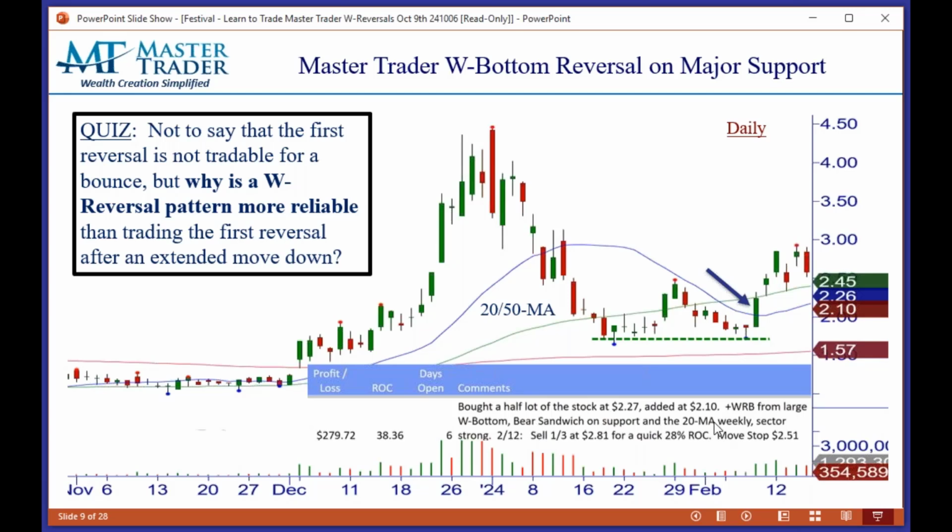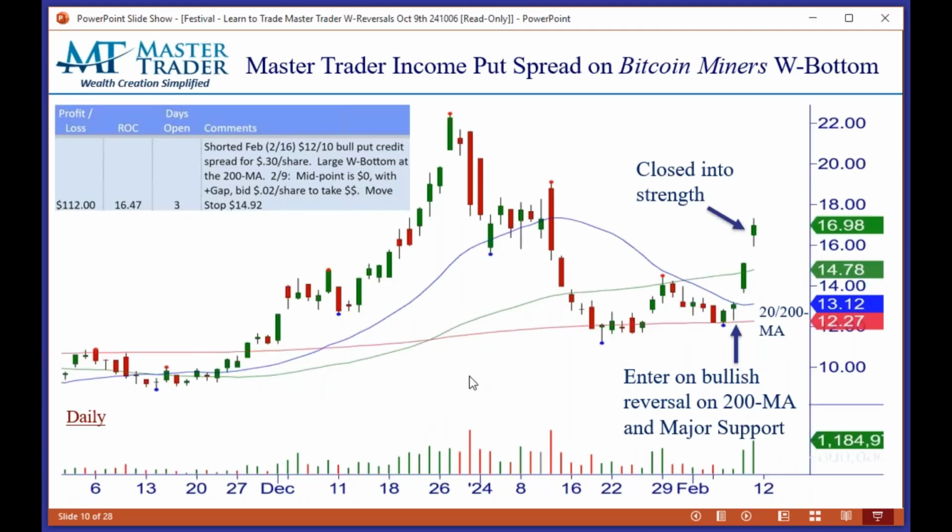And so this is a bearish reversal on support on the weekly, sector strong, sell a third here for a quick 28% return. We manage the rest of it, 38% return on a little swing trade. So my partner Greg has this saying, it's the same but different. And he's right.